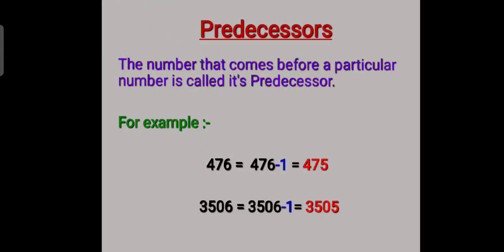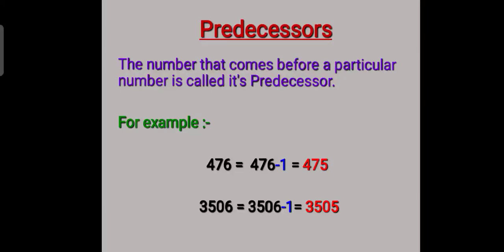Clear? Now next comes predecessor. What is a predecessor? The number that comes before a particular number is called its predecessor. Or you can find it by subtracting 1. Let's understand with the help of an example. The first number is 476. We have to find the predecessor of 476. What can we do? Yes, we will subtract 1 from this number. So the predecessor of 476 is 476 minus 1 and we get 475. So the predecessor of 476 is 475.